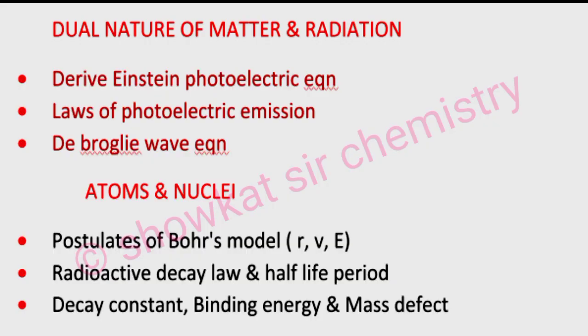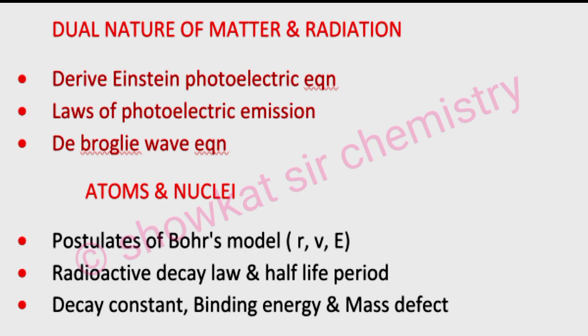The next chapter is dual nature of matter and radiation. It carries 4 marks. So here you will derive Einstein's photoelectric equation, and you will study laws of photoelectric emission. Similarly, derive an expression for de Broglie's wave equation. Sometimes a numerical is asked from here.